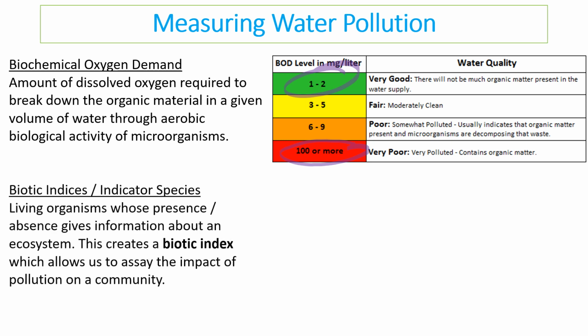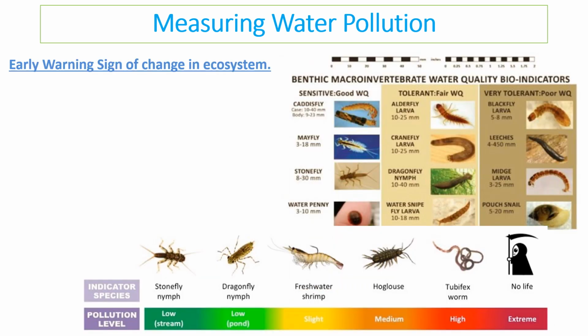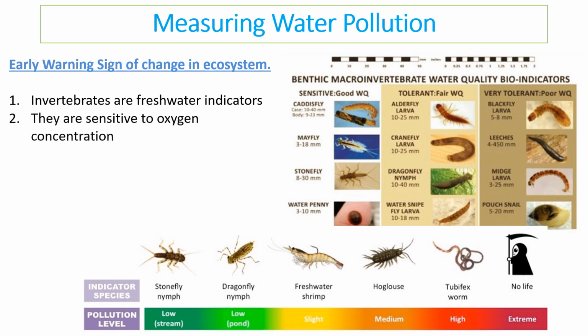You can also use biological indicator species. This is generally invertebrates in fresh water, and they live in cleaner to less clean water areas. We can identify which species live where, which tells us how clean the water is. Environmental biological indicators are often an early sign of change in the ecosystem because they are the most sensitive organisms. Freshwater invertebrates are sensitive to oxygen concentrations.